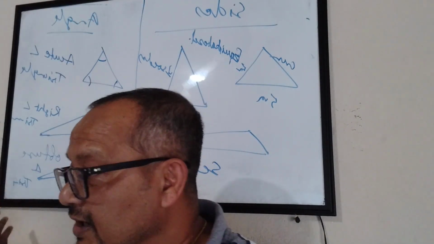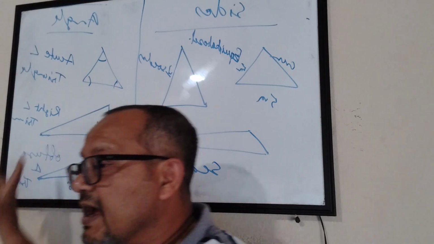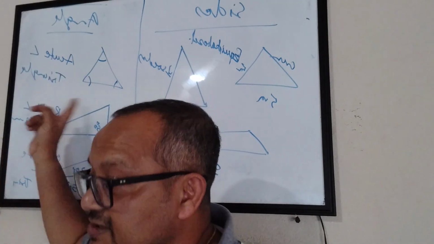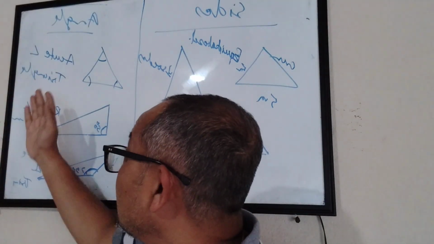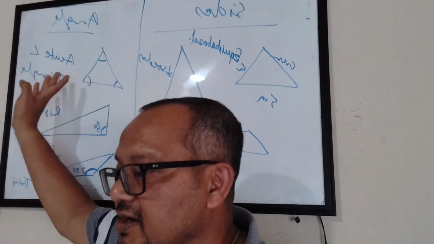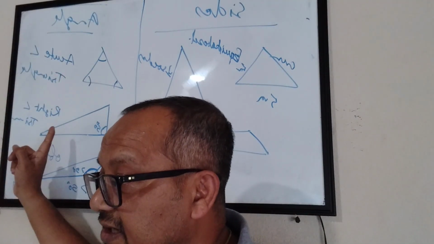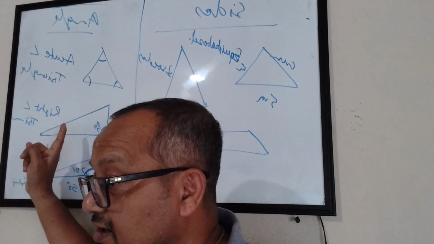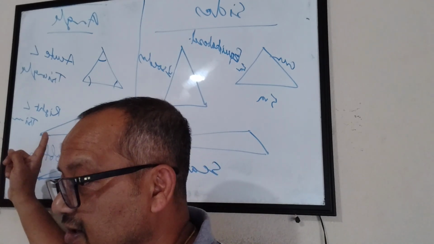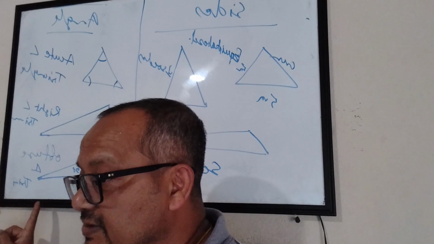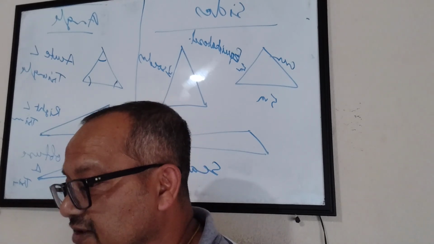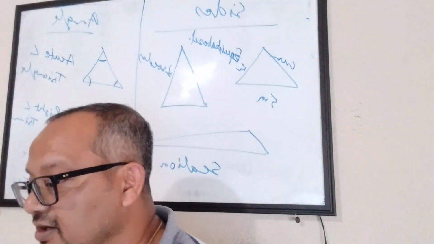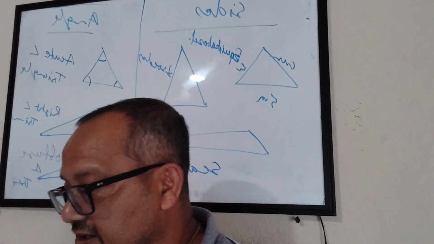And then based on the angle, you can have three types of triangles. When I say angle, meaning it measures the angles. Are all the angles small? If all the angles are small, acute angle triangle. If one of the angle is 90 degree, meaning there is a right angle in the triangle, that is a right angle triangle. When one of the angle is more than 90 degree, that has an obtuse angle. That is called obtuse angle triangle.